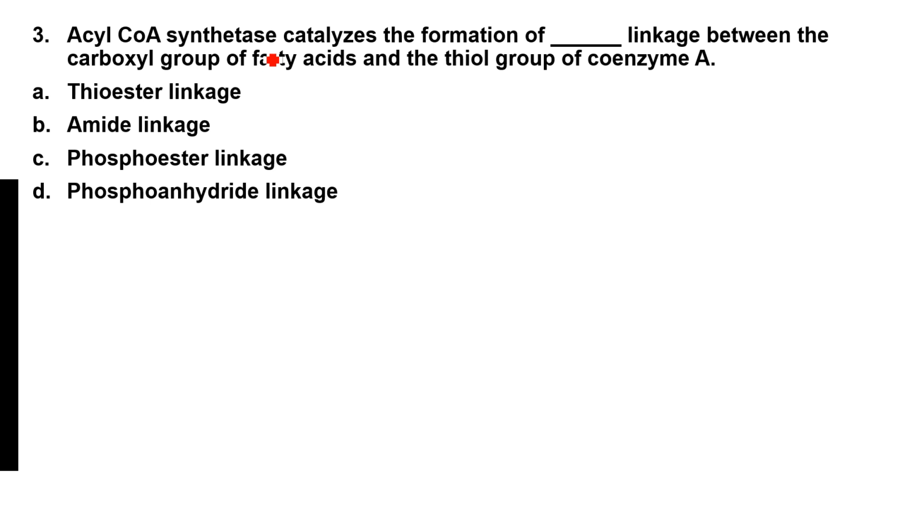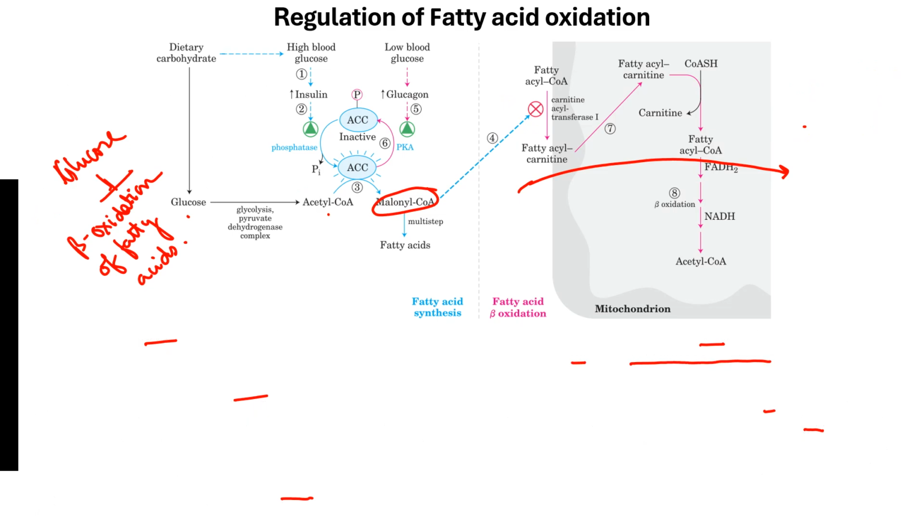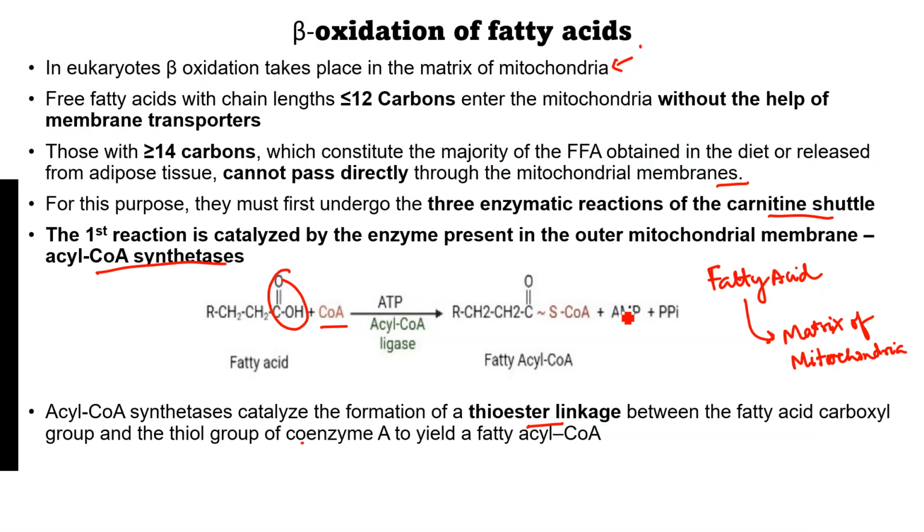Now acyl CoA synthetase catalyzes the formation of a dash linkage between the carboxyl group of fatty acid and the thiol group of coenzyme A. Which bond was being formed in this fatty acyl CoA? The thioester bond. This C-S-CoA bond is called the thioester bond, and it is catalyzed by acyl CoA synthetase. If you are forgetting, remember this one.